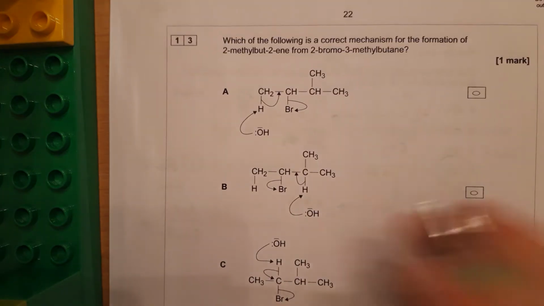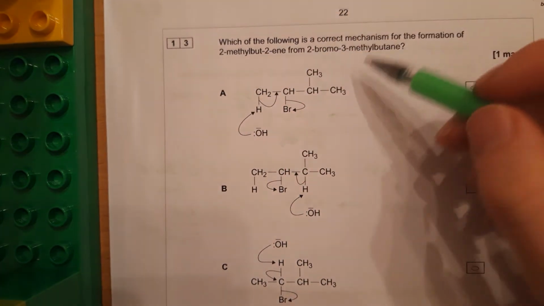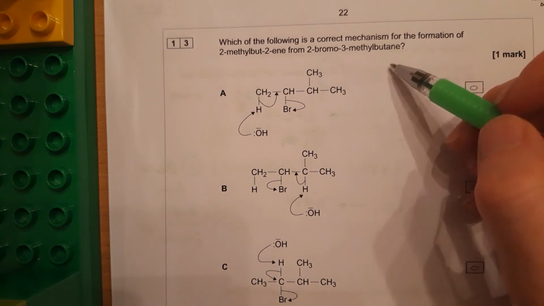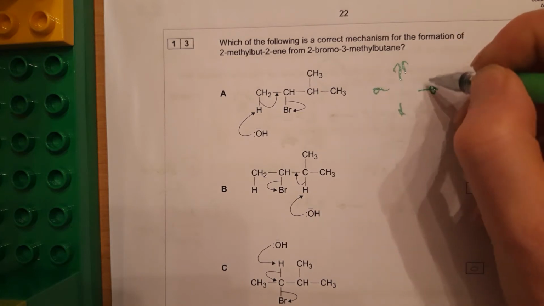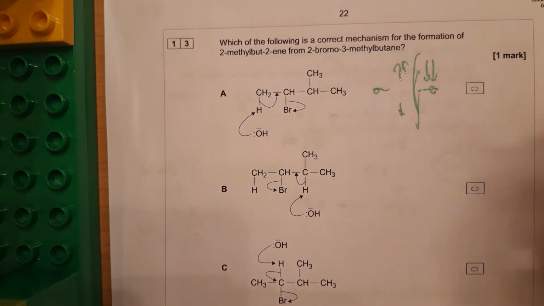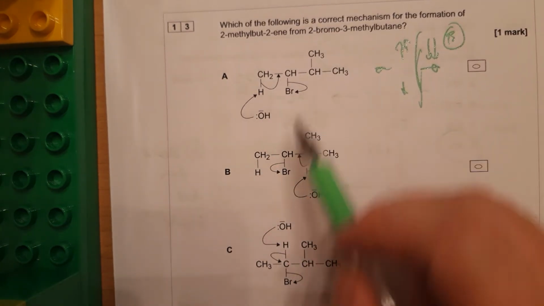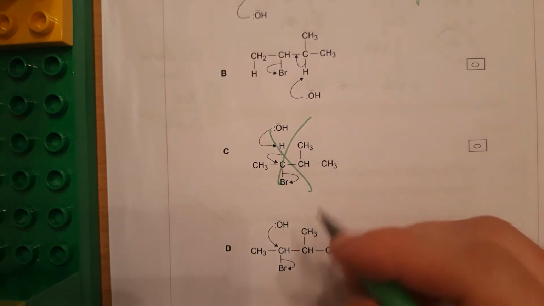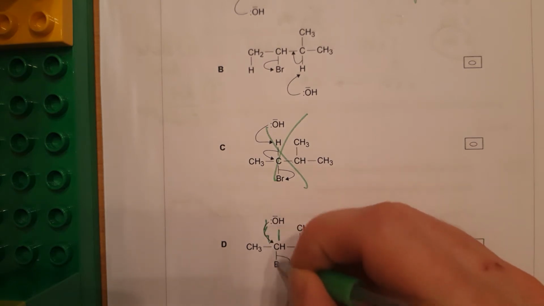Which of the following is a correct mechanism for the formation of 2-methyl-butene? So an alkene from a haloalkane, so it's an elimination reaction. It's this mechanism, elimination. I'm looking for this sort of arrow. It's one of these, A or B. That is a nonsense mechanism. Nothing ever happens like that. You've not learned a mechanism like that, so why would it be in the exam? That's nucleophilic substitution. That's going to make an alcohol, isn't it? That's going to make an OH here and kick out the Br there, so it's not that either. So it's one of these.